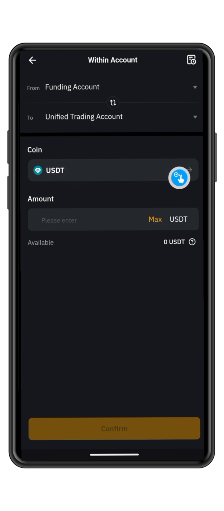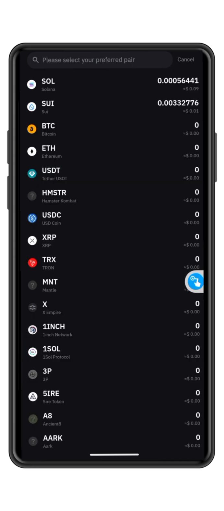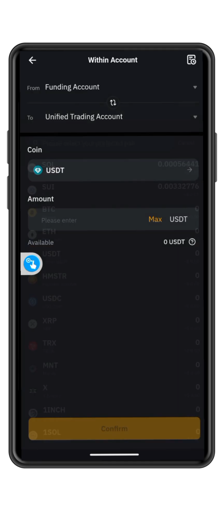Of course, if USDT is not here, you would have to click on this, and it's going to bring you to this place. You would have to look for USDT here, select it, and it's going to show here, and then you're gonna click on max or type in the amount of USDT you want to use, depending on how much USDT you have in your account.